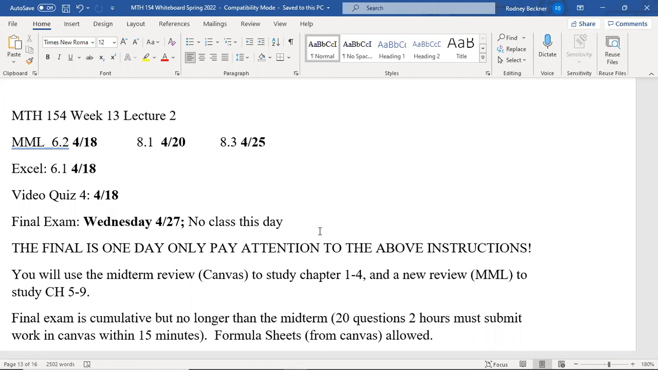The final, like I said, is going to be cumulative, but it is going to be the same length and time as the midterm. So 20 questions, 2 hours. Make sure you show all your work, submit it in Canvas within 15 minutes. We talked about the formula sheet provided. Email me if you need any partial credit.